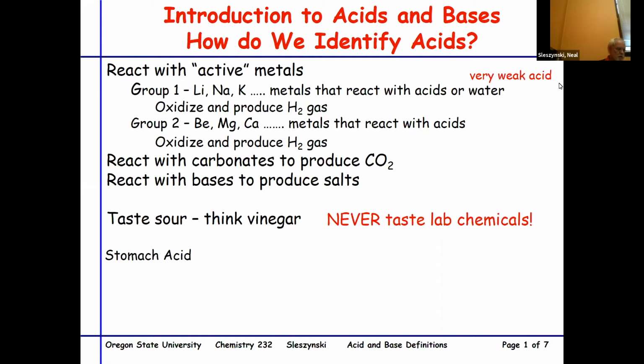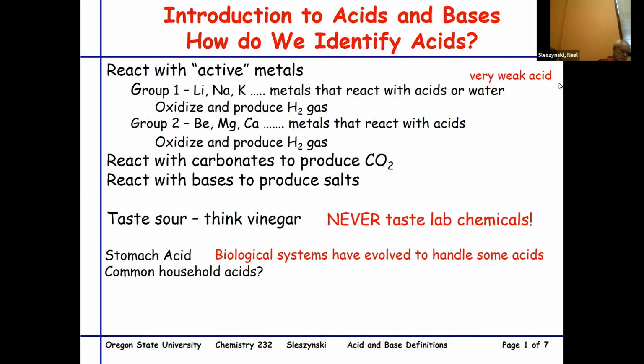Our stomach has a small concentration of hydrochloric acid, which functions in two ways. One, it starts to pre-digest our food and also acts as an environmental barrier to most bacteria that we would ingest in our food to keep those bacteria from progressing through our digestive system. Biological systems have evolved ways to handle these acids with linings in the stomach, as a for instance, that resist reactions with acids.